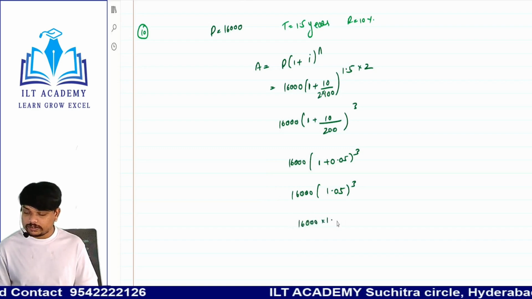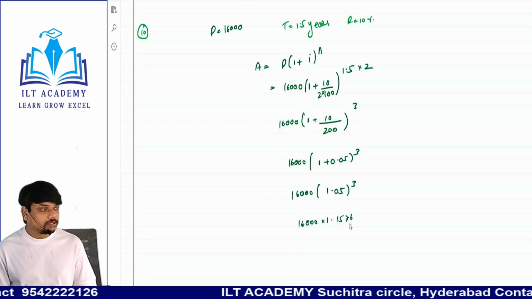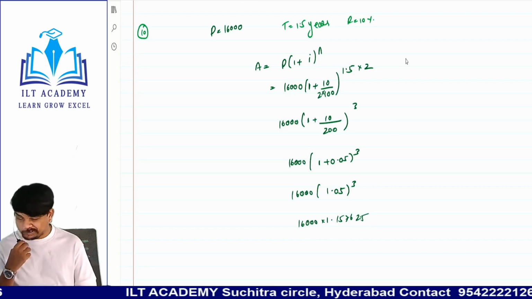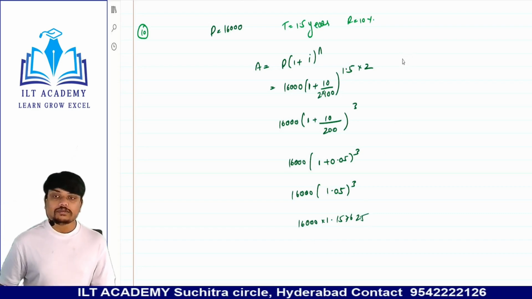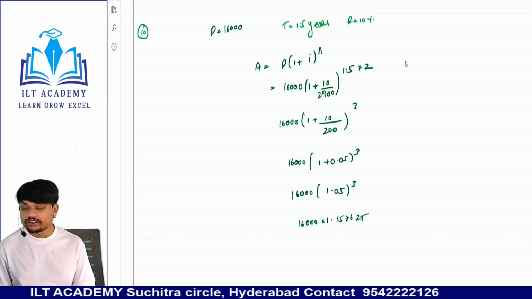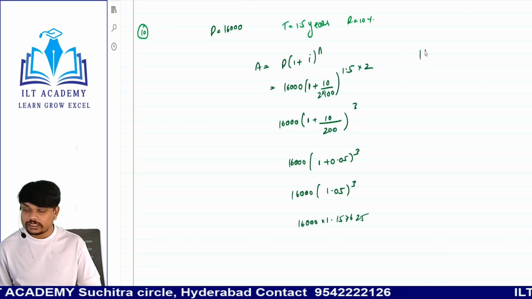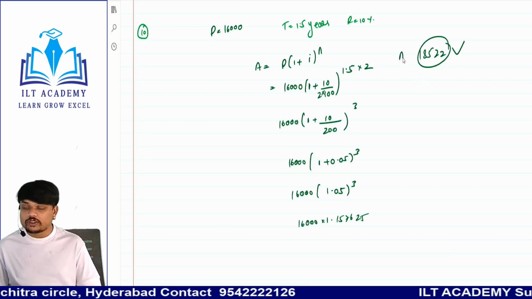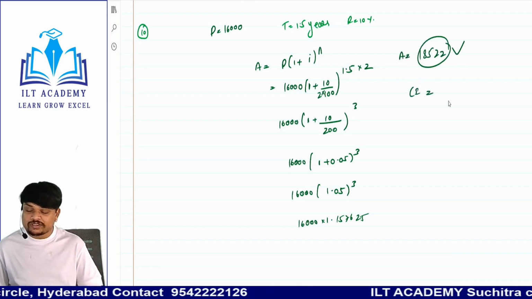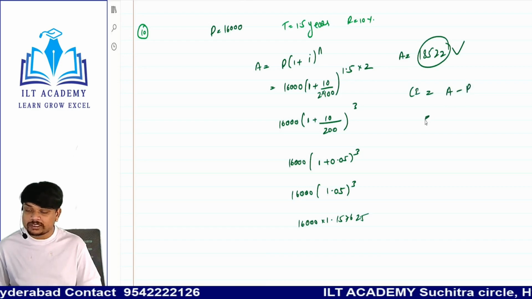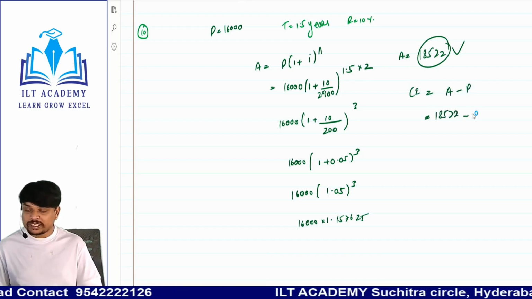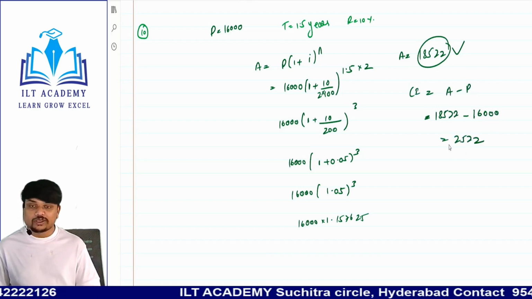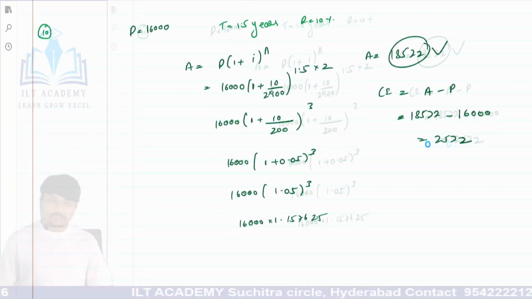Now 1.05 whole cube is how much? 1.157625. Multiply this with 16,000, and this gives the amount, 18522. Now they are asking only to find compound interest, which is amount minus principal. This is 18522 minus 16,000, which is 2522. Any doubts? No doubt.